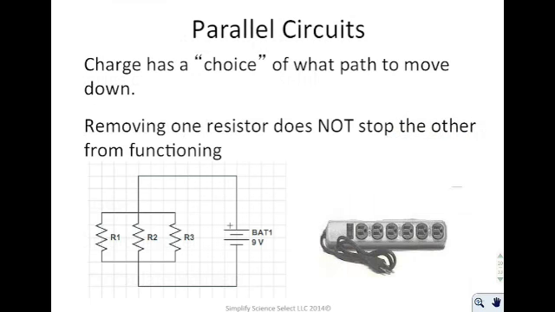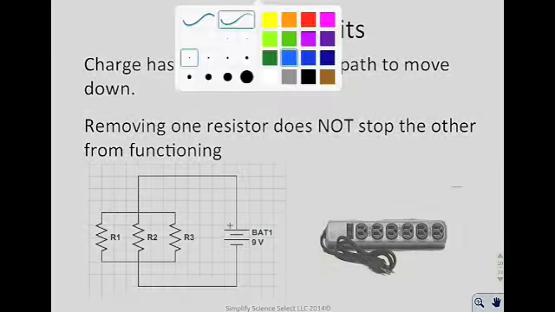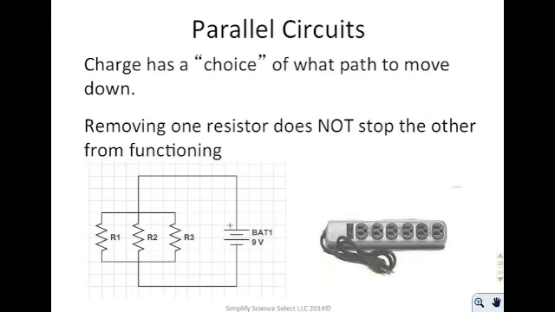Now we need to talk about parallel circuits. Parallel circuits are different from series circuits in that there's a choice. We use the term choice in quotation marks because the electron doesn't choose, but has a choice of which path to move down. The other thing about a parallel circuit is that when you remove one path, it does not stop the others from functioning.